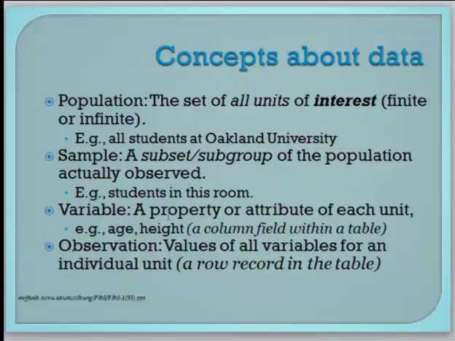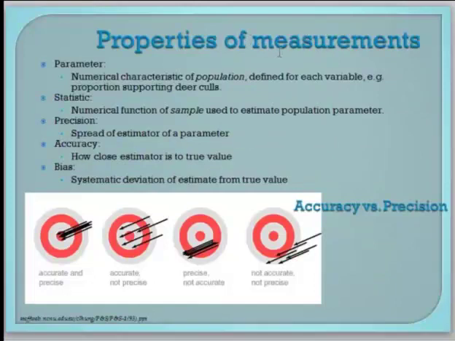A variable is a property or attribute of each unit. So, for example, you might say that all the people have ages, all the people have heights. That would be like a column field within a table. And then for an observation, we'd say the values of all the variables for an individual row. So it would be, for example, all the information related to a person, their height, weight, age, and so forth.